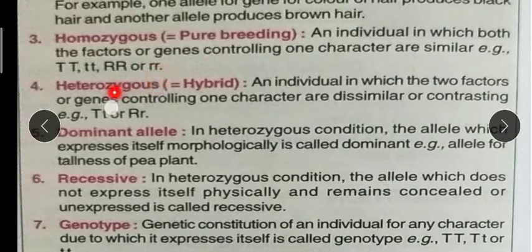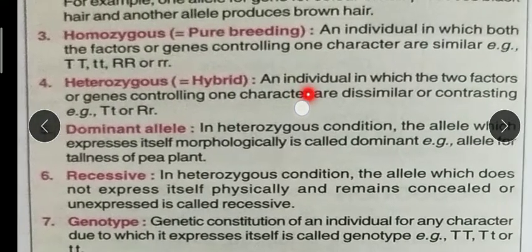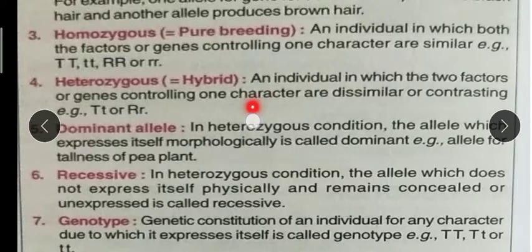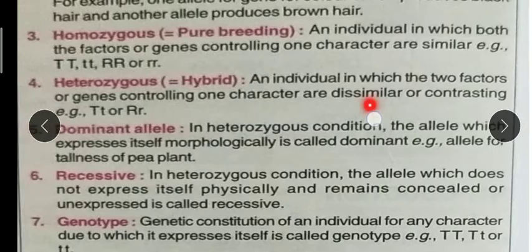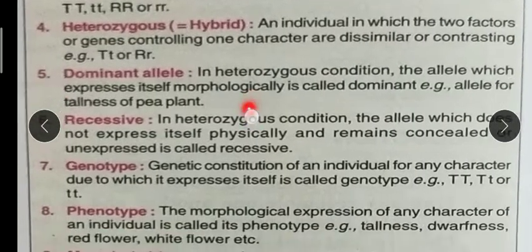Now heterozygous genes, they are the hybrid. They have one capital letter, as you can see in the example, and one small letter. So a heterozygous individual is one in which the two factors or genes controlling one character are dissimilar. In this case, one is showing tallness, the first, capital T, and the small t is showing dwarfness. Same as capital R for round seed and small r for wrinkled seed. So this pair of alleles is showing dissimilar characters. So remember, these are just terms.